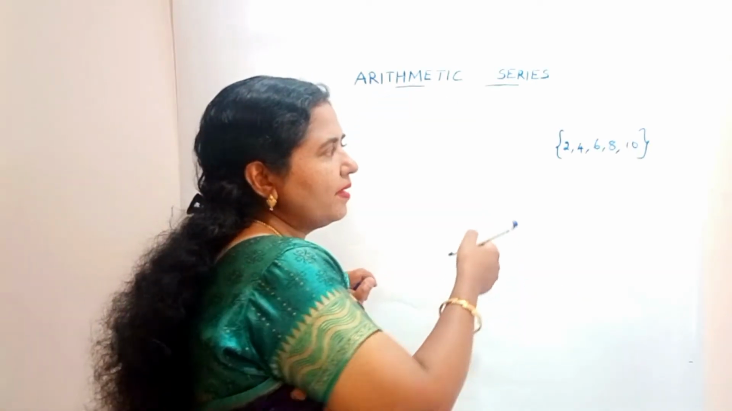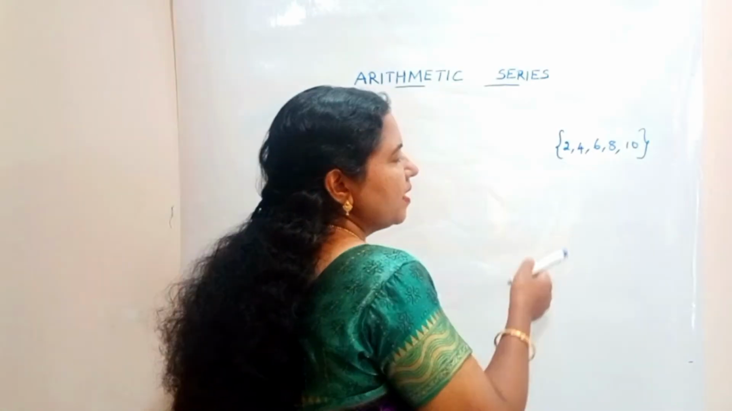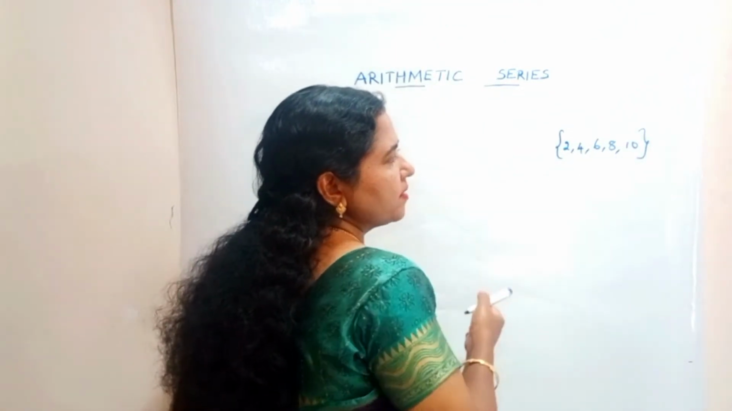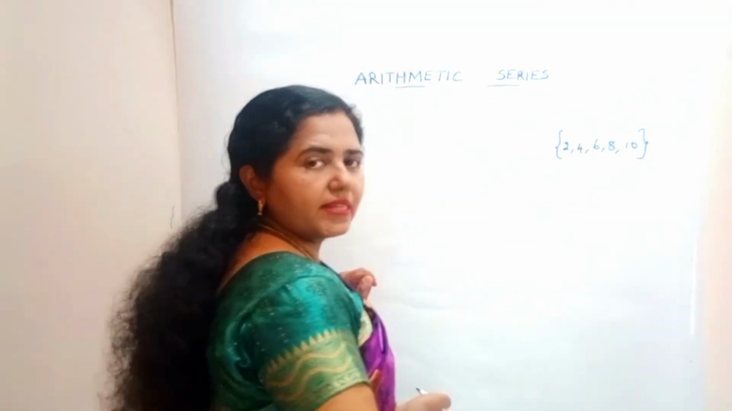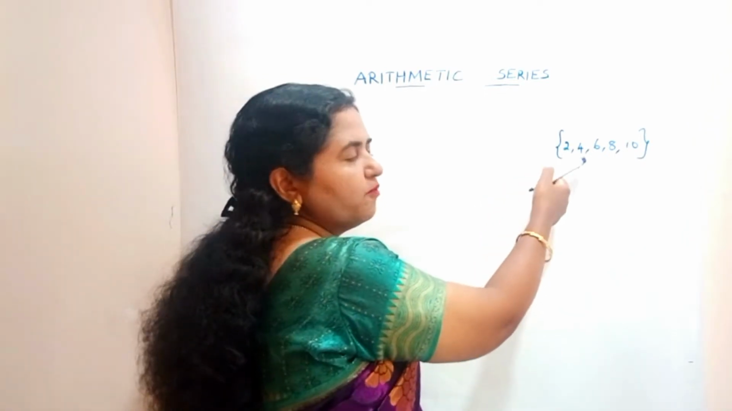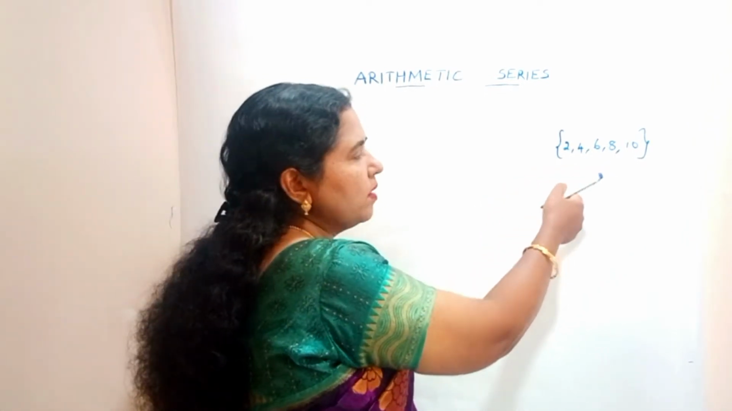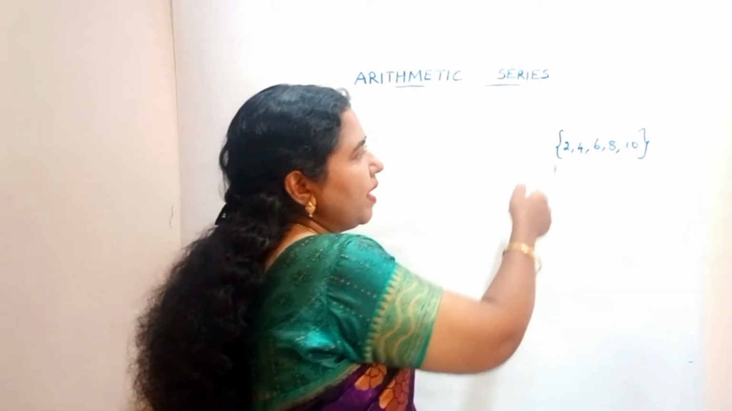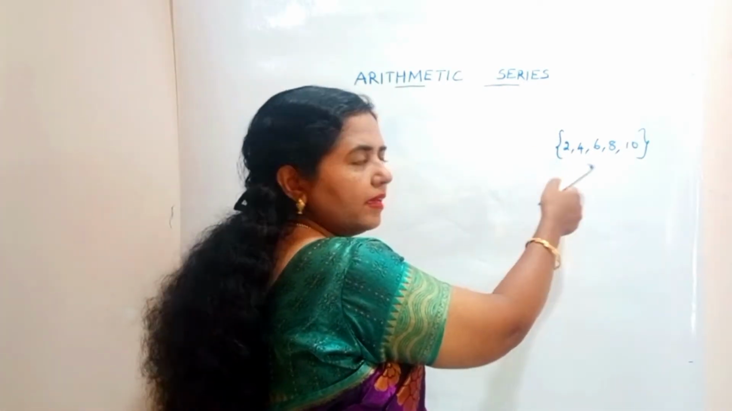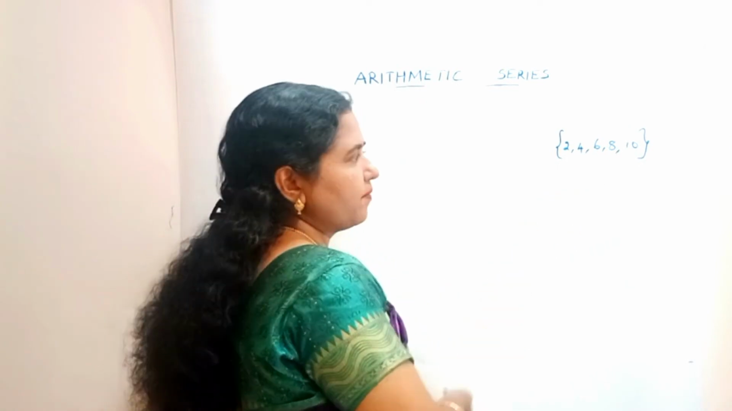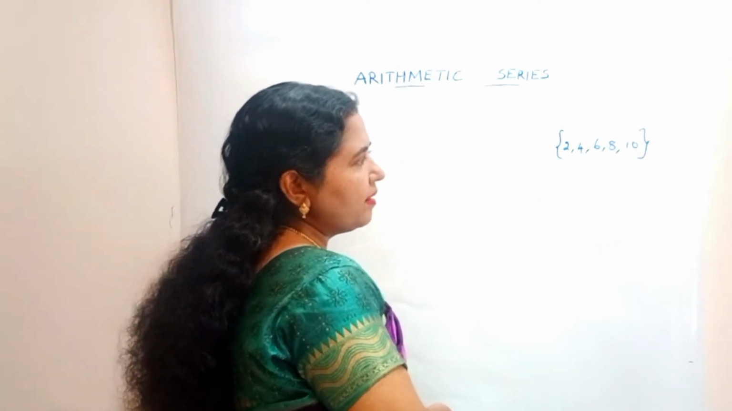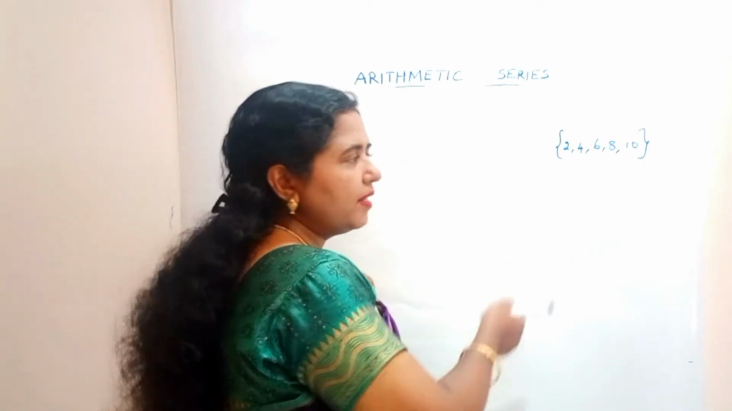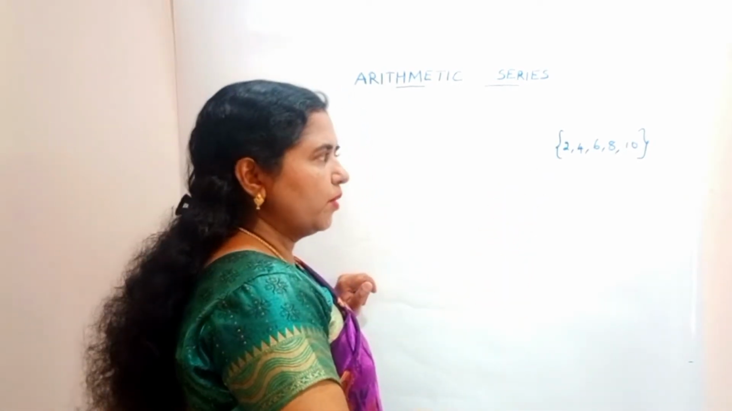For example, let us consider this sequence. Here we have 5 terms: 2, 4, 6, 8 and 10. 2 is the first term, 4 is the second, and it goes on. And all the terms are separated by using commas, and we have curly brackets at the beginning and at the end of the sequence. Now the next main thing is we have to check the difference between the consecutive terms.